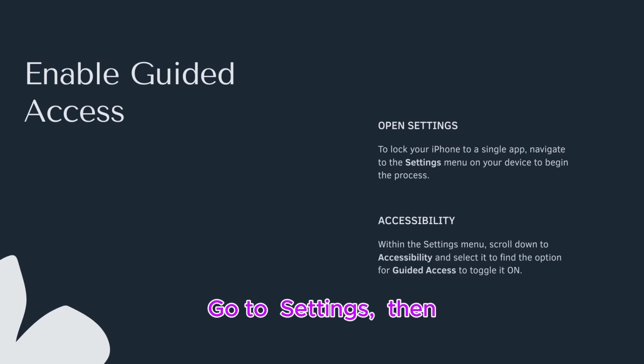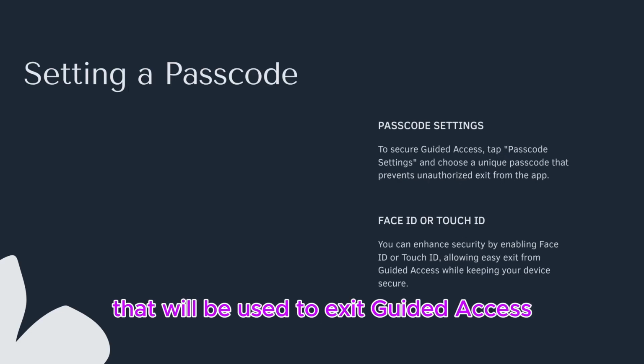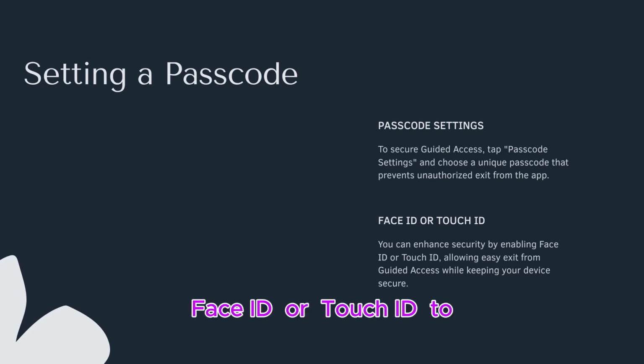Go to Settings, then Accessibility. Tap Guided Access, toggle it on. Tap Passcode Settings to set a passcode that will be used to exit guided access. You can also enable Face ID or Touch ID to end the session.